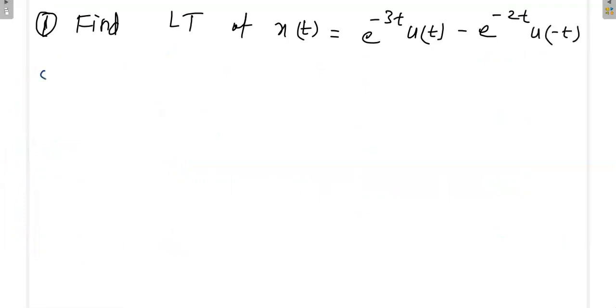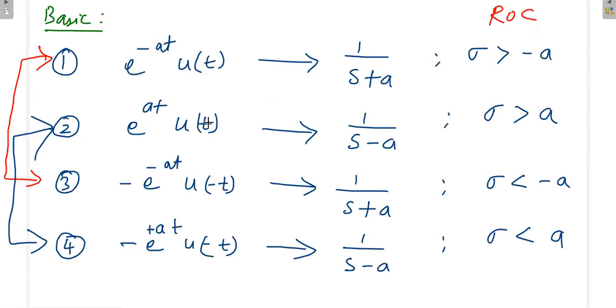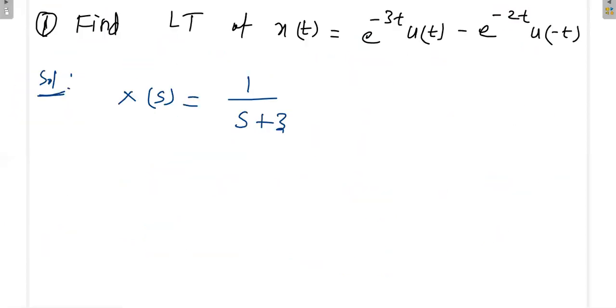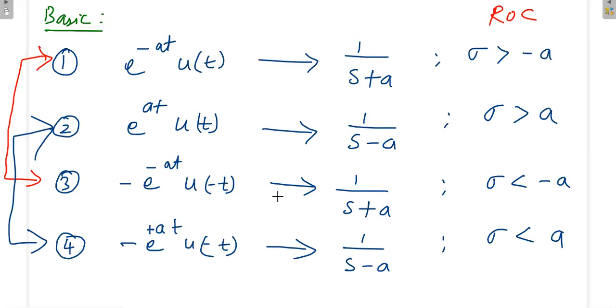Okay, so now there are two signals. So what is the Laplace transform? X of s is equal to, what is the Laplace transform of the first one? That is 1 by s plus 3. Okay, if it is minus 3 here, it is plus 3. Then this minus sign we can observe here. So this is something similar to the third one, here also minus, everywhere minus is there. Again here also we will be getting 1 by s plus a format.